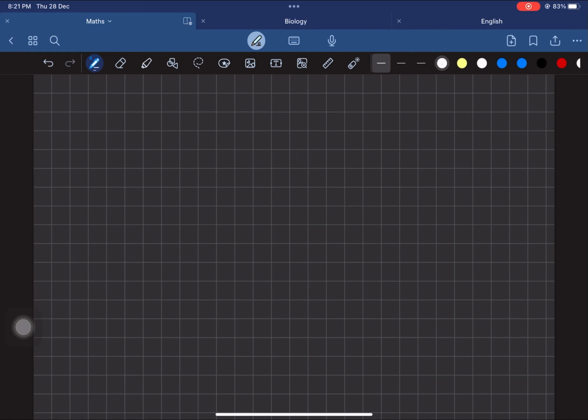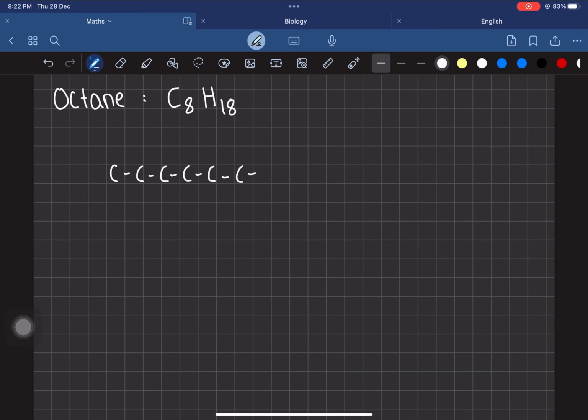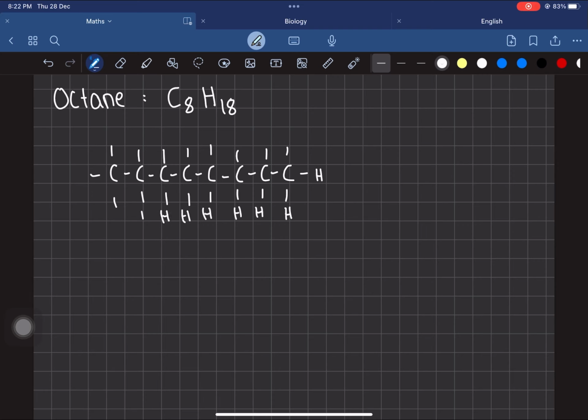And finally we have octane, which is C8H. 8 ones are 8, 2s are 16, so 16 plus 2 is 18. So 1, 2, 3, 4, 5, 6, 7, 8. In the last step, we draw the hydrogens.